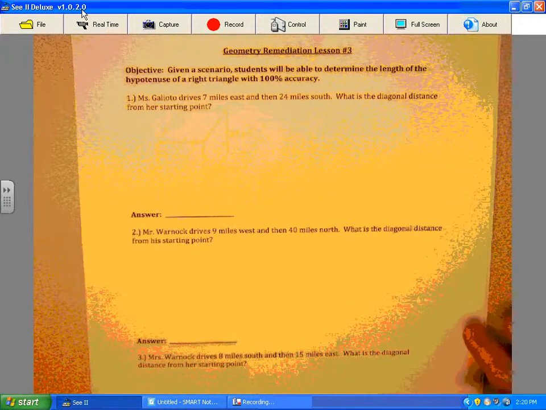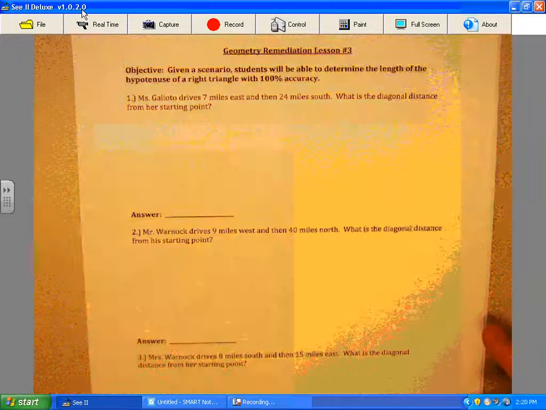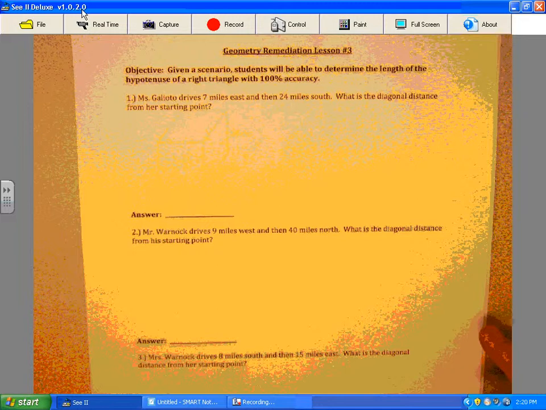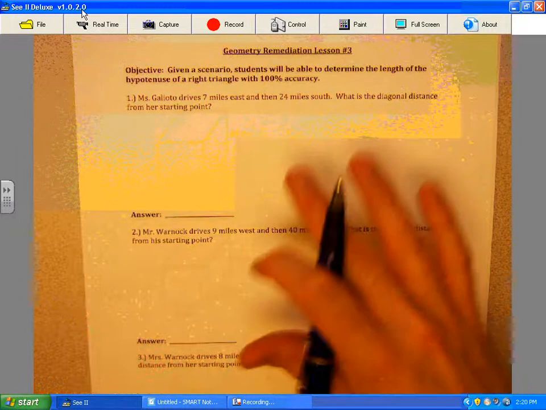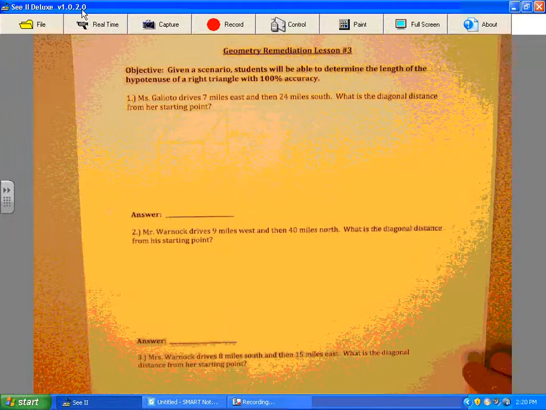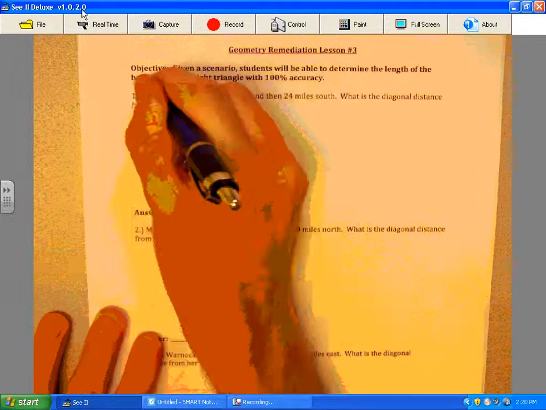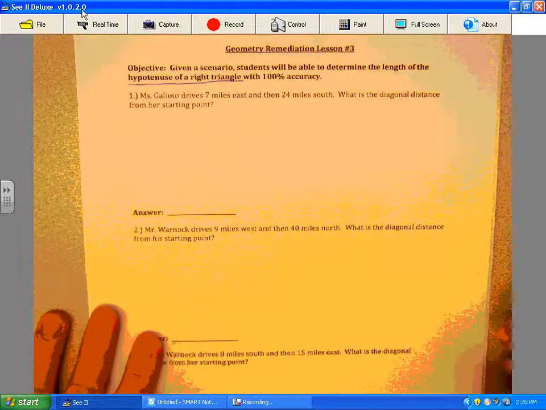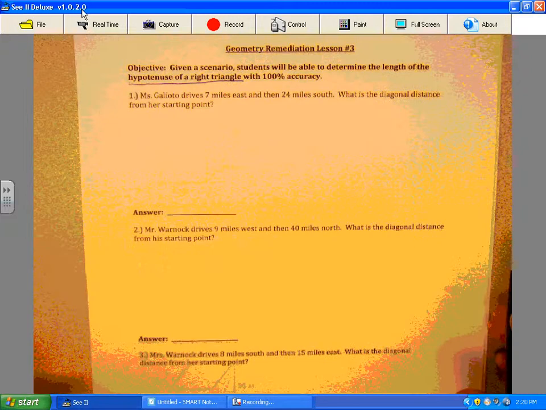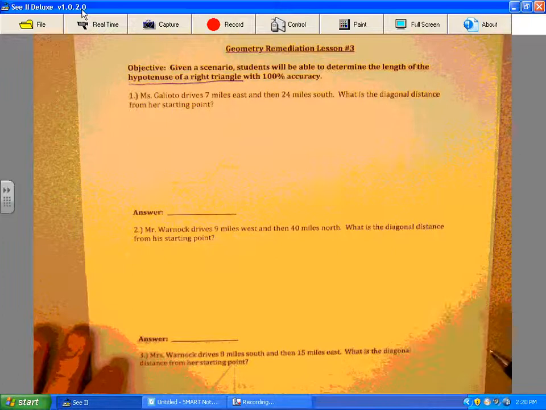Miss Galliotto drives 7 miles east and then 24 miles south. What is the diagonal distance from her starting point? So if you look at the objective where you have to determine the length of the hypotenuse of a right triangle, and then you look at the first example we're working on, you should notice that we're missing something. We're missing that right triangle. So the first thing we have to do is draw a picture.